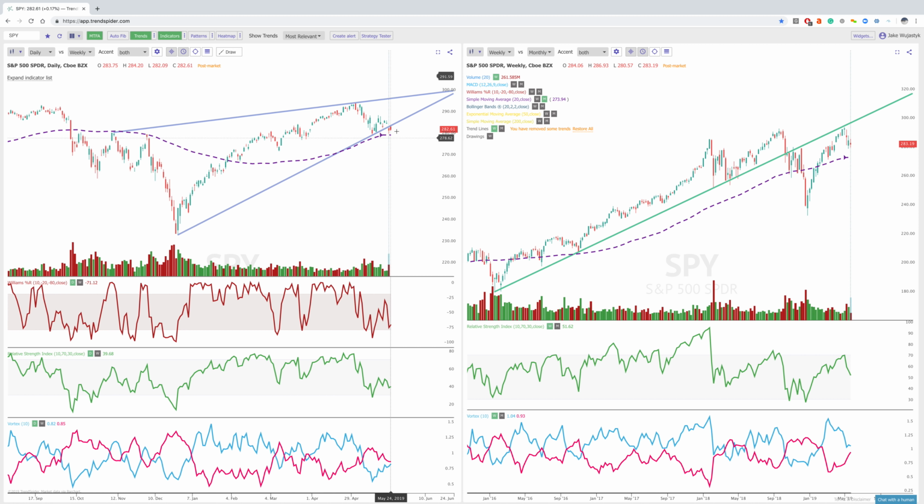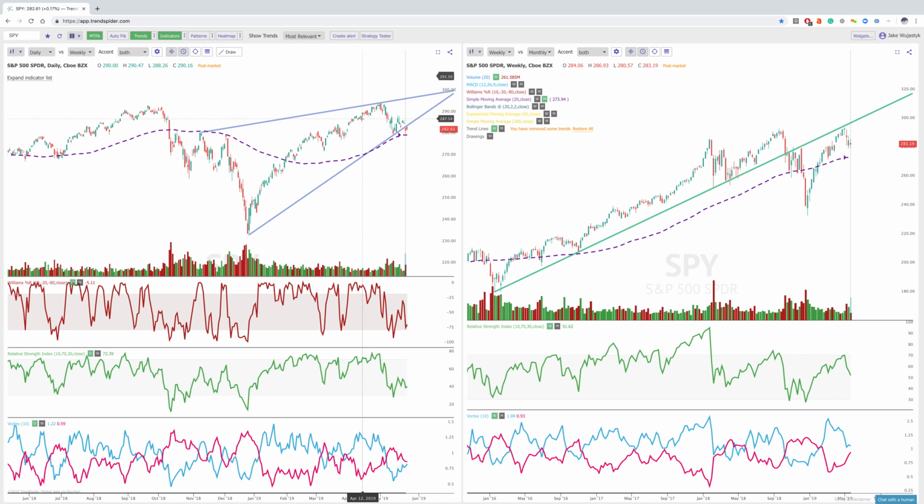Now, what's interesting is we are right at this SMA 20, but this is the SMA 20 from the weekly candle, not the daily. So we are overlaying this longer term indicator on the shorter term time frame to see how these two are interacting.